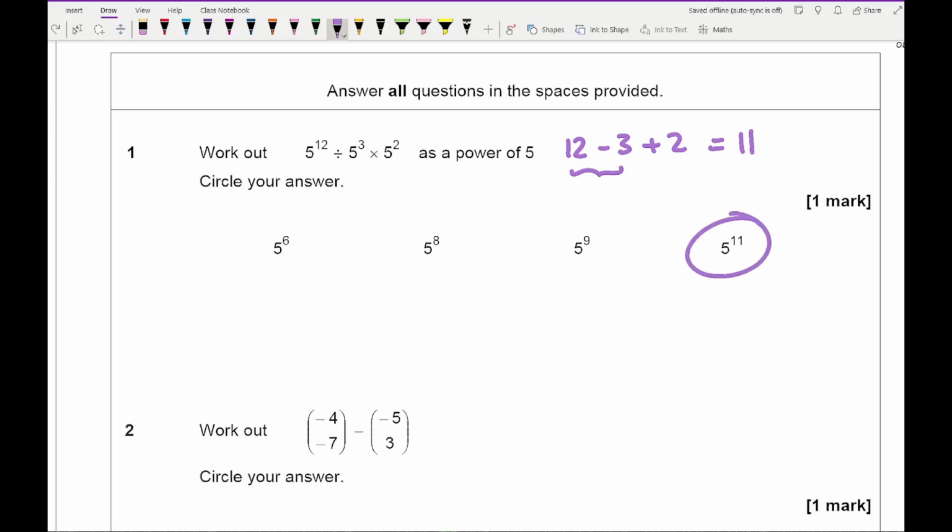Now here, just be mindful that using the rules of BIDMAS, you might think that when we write an instruction like I've done here, we do the addition before the subtraction. So here we'd end up with 12 minus 5, but that would actually be incorrect. What we need to do is work from left to right when we have subtraction and adding, and that will give us the answer of 11. That's probably why 5 to the power of 7 is not an option.